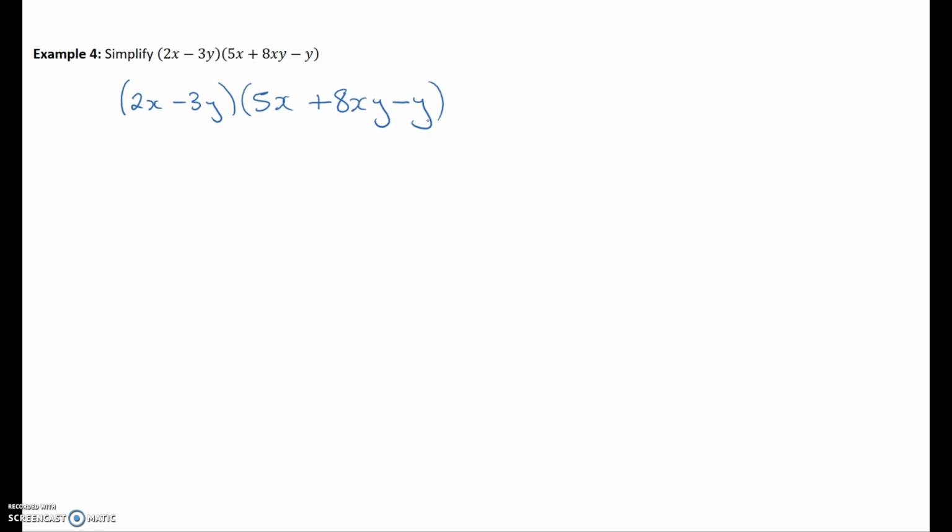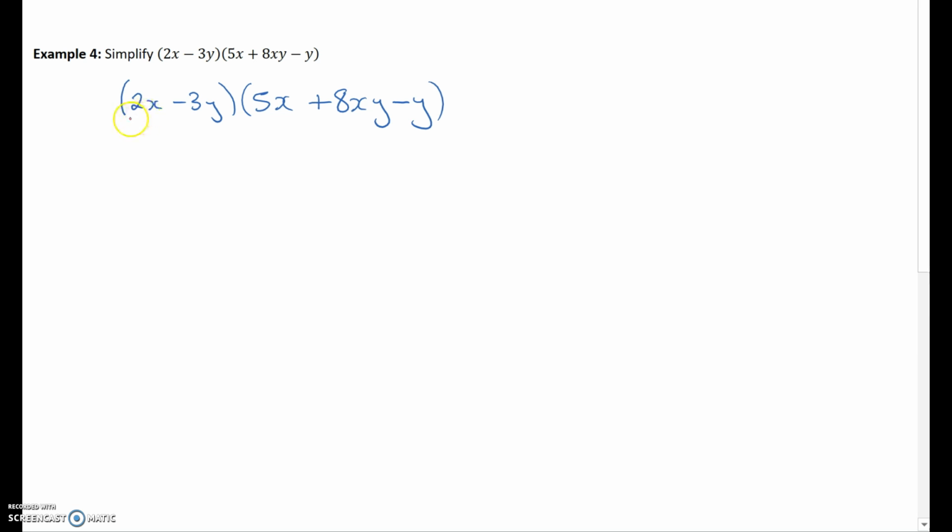And the other thing is, compared to example 3, in example 3 we were multiplying a binomial and a trinomial, but I had written the trinomial first. Here I've written the binomial first. Actually, it doesn't make any difference as to which one you write first. We're going to do it exactly the same way, and the answer will come out exactly the same as well.